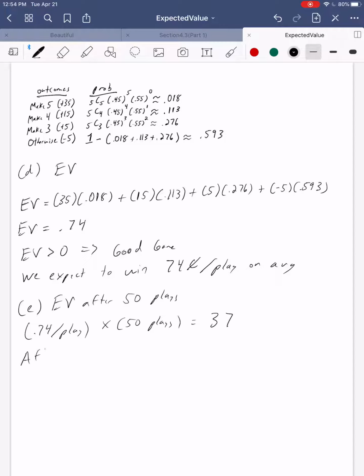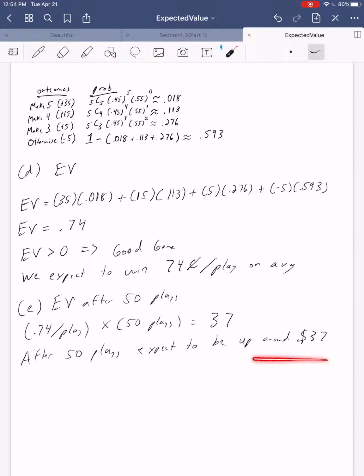So after 50 plays, expect to be up around $37. Again, not guaranteed to be exactly 37, just to be around that mark. So that means if we sat there and played 50 times, we'd have some times where we'd win the big prize, the medium, the small, a lot of times where we would lose. But once we put all those winnings and losses together, we'd expect to be up somewhere around $37.